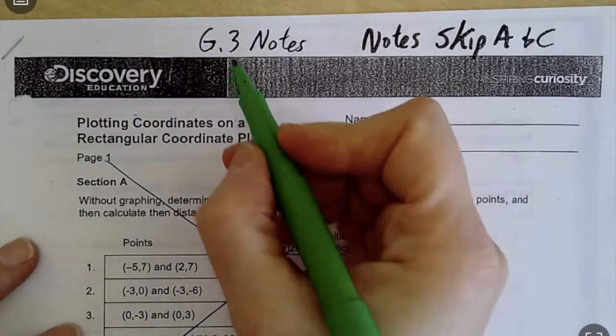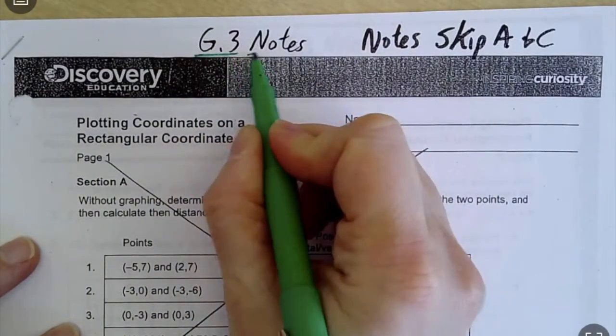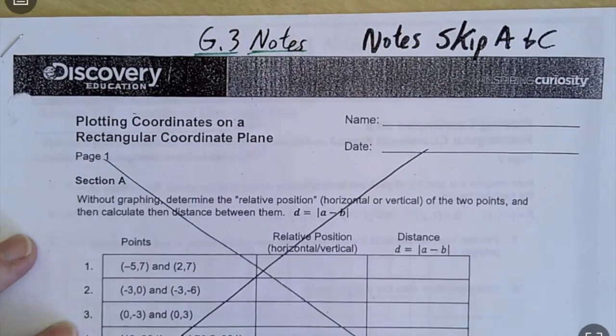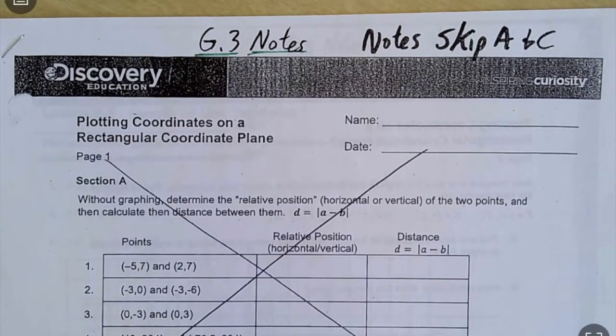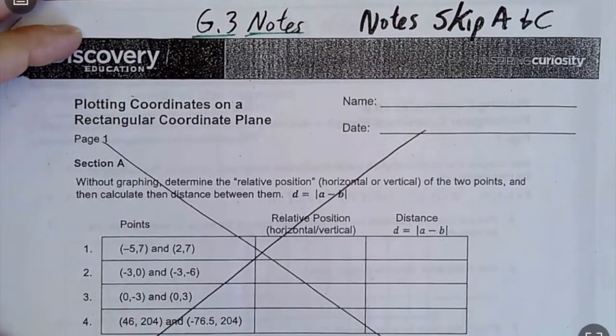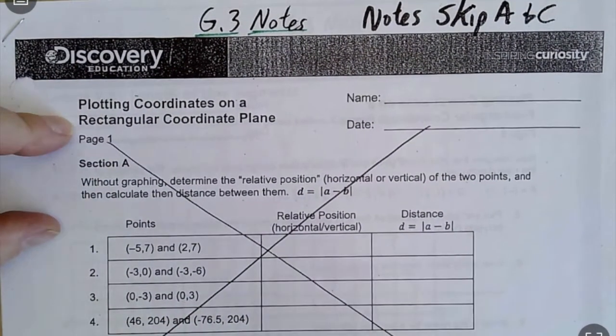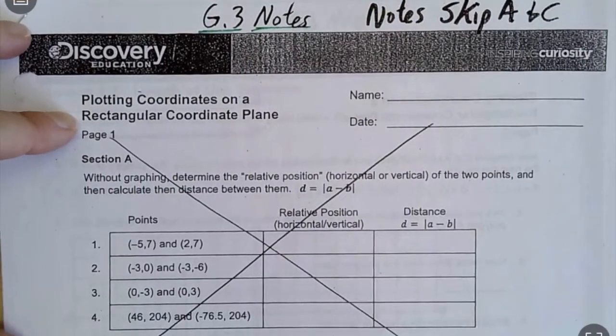These notes I made as a packet for Geometry 3, and in order to get through some of these, we're not going to do all examples. So first off, we'll skip A and C, which is why I've already put in X for them. We are working on plotting coordinates on a coordinate plane, so that's important to know.